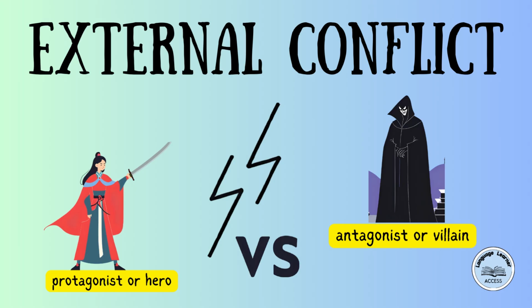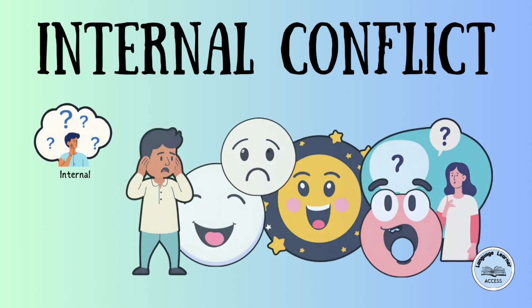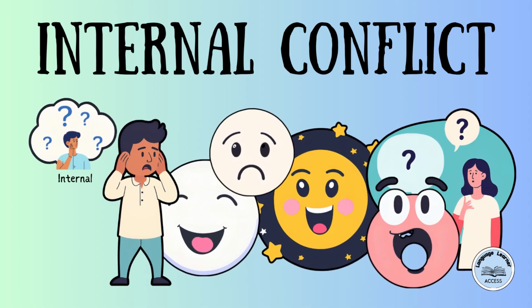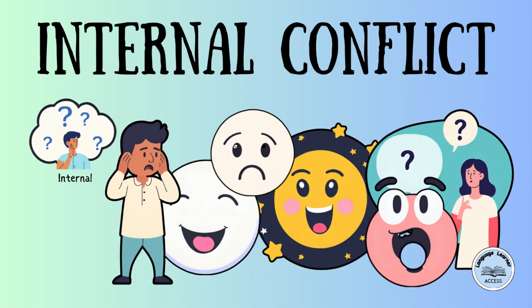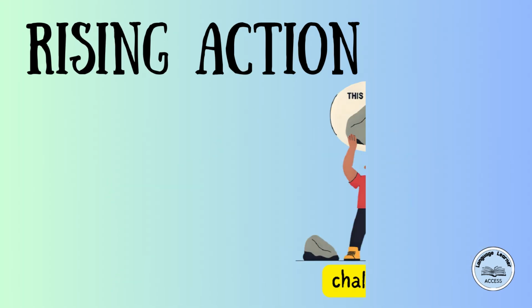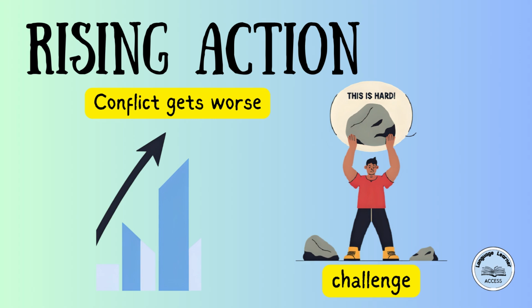When conflicts are internal, the character or characters are fighting their own emotions, fear, or even decisions they have to make. Once we know the characters and their conflict or problem, then things start to get worse. This moment in the story is called the rising action. The characters face difficult challenges or events. We continue to ask ourselves, how will the character solve this problem?